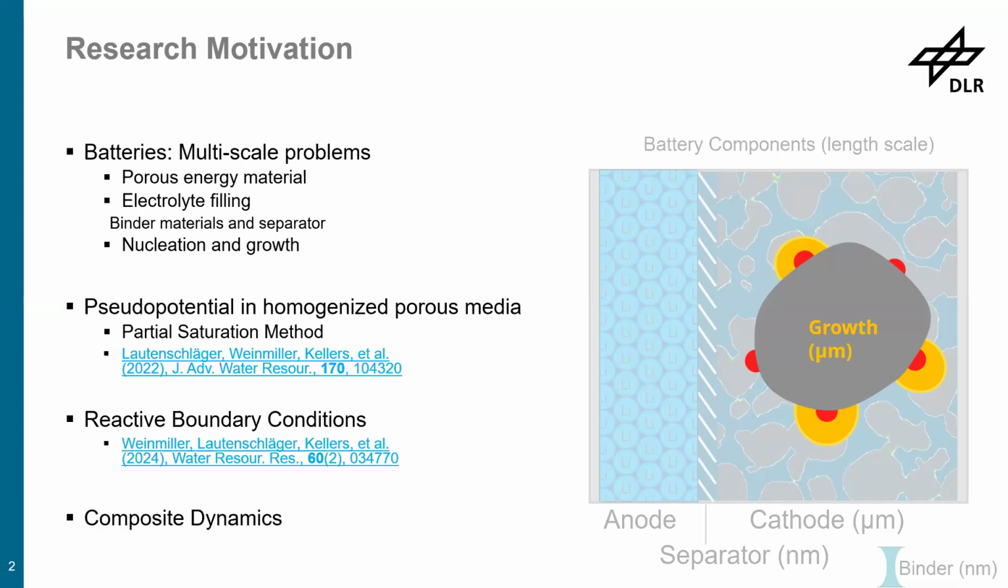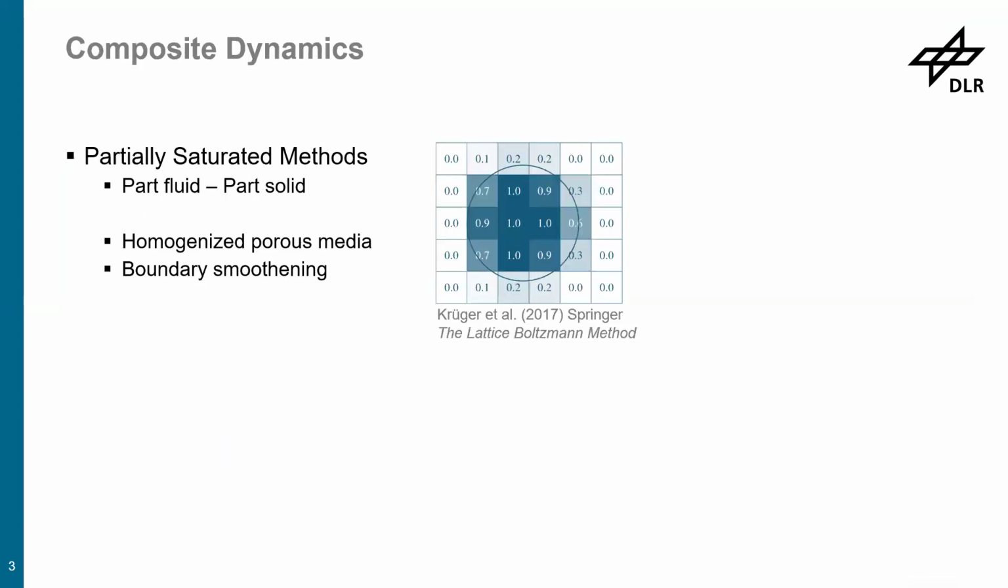Composite dynamics may be a little bit of an unfamiliar term for you. But in general, it is just any dynamic that consists of two parts. For the partial saturation method, part of it is solid and part of it is fluid. And it's used in mostly two applications. One of them is smoothing the staircase effect of curved boundaries. Another one is to actually simulate directly some homogeneous flow.